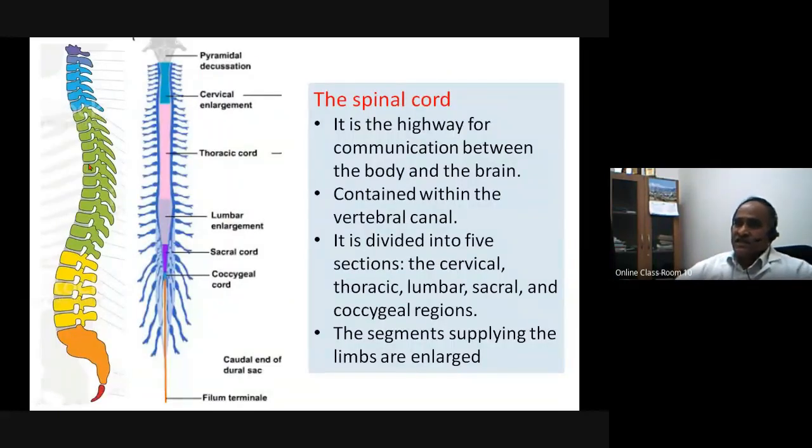Here is the vertebral column. In this vertebral column, inside the column, you have the spinal cord, and the roots emerge through these openings in the column in between.